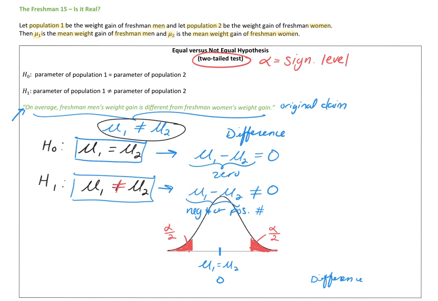If we find out that the difference between the men's weight gain and the women's weight gain is a negative number, then we're going to see that that test statistic is going to fall on the left side of the distribution. And if the difference between the men's weight gain and the women's weight gain is a positive number, then we're going to see that that difference is going to fall on the right side of the tail. So this kind of leads to the second scenario.